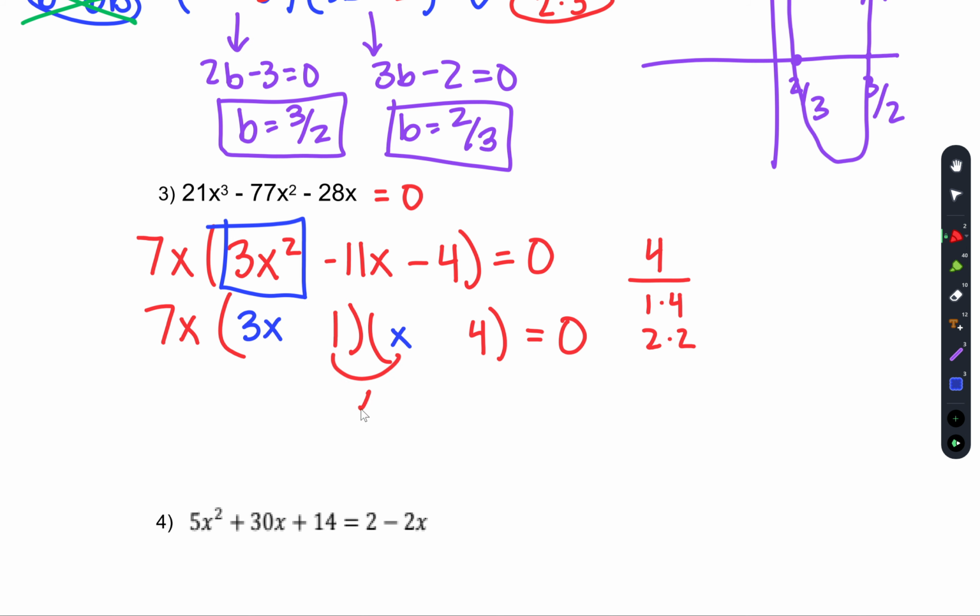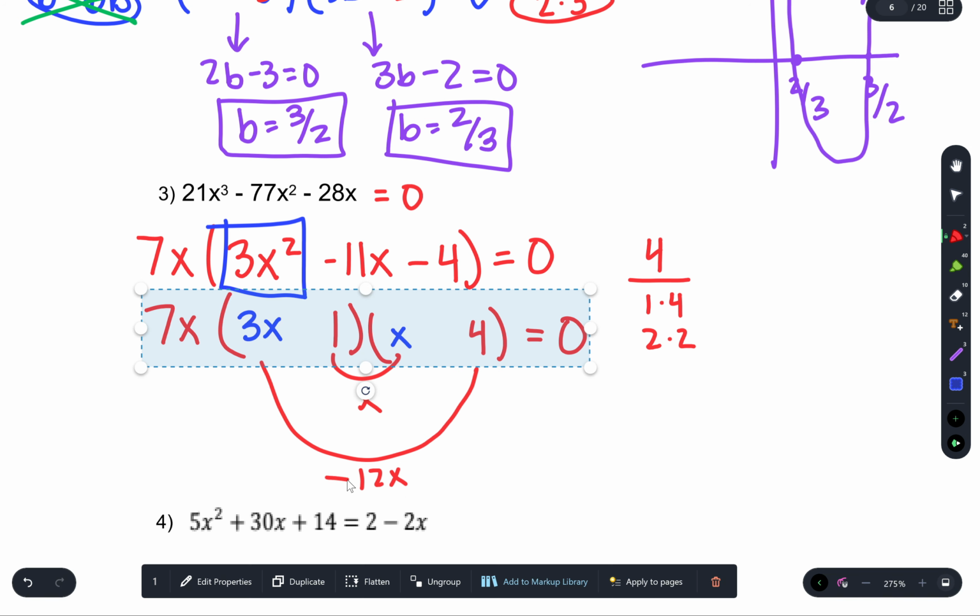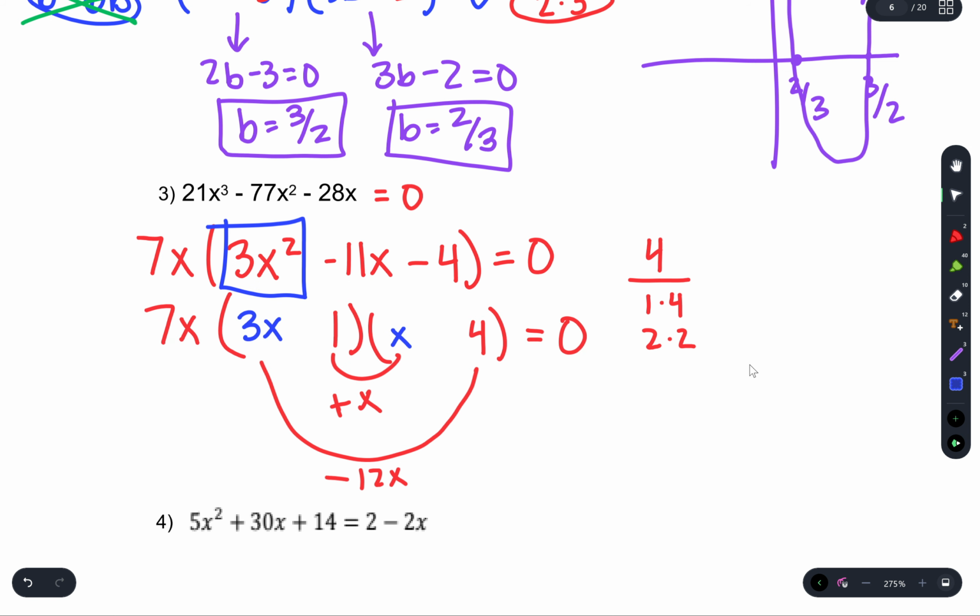This way, I get x and 12x. Is that going to add up to 11? Yeah. I want a negative 11, so I want the 12 to be negative, and I want the x to be positive. How did I do that? Questions on how we factored that?